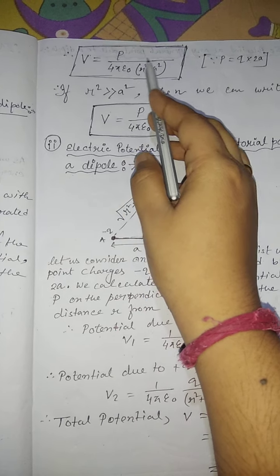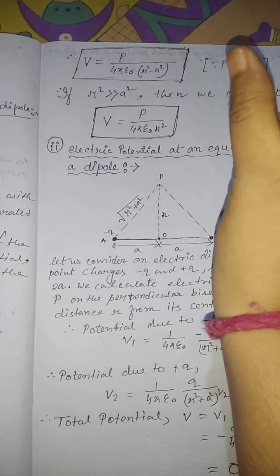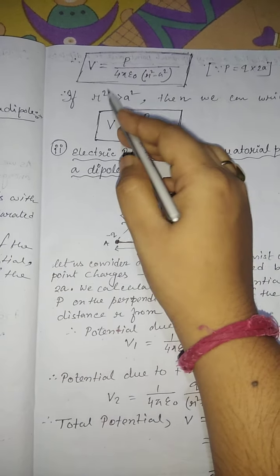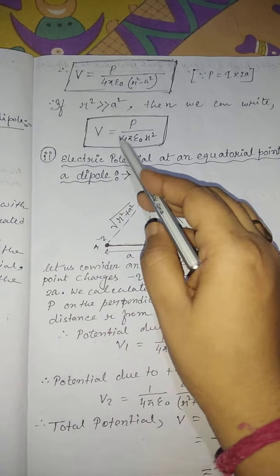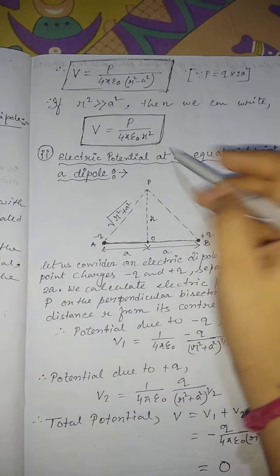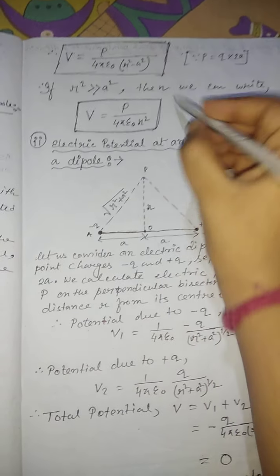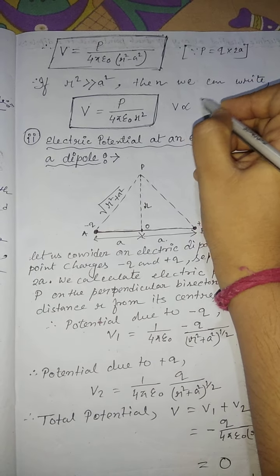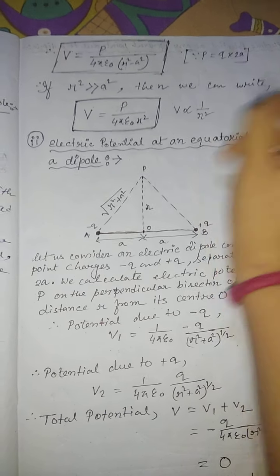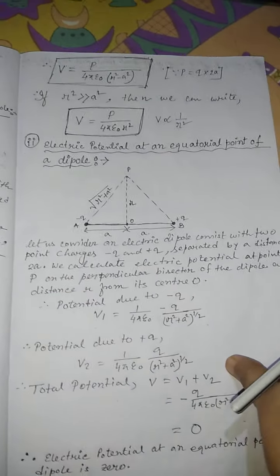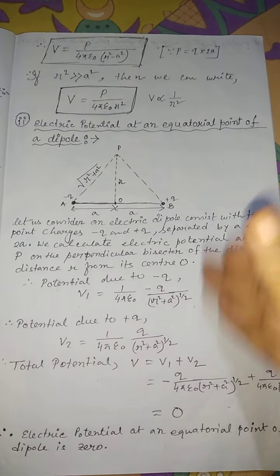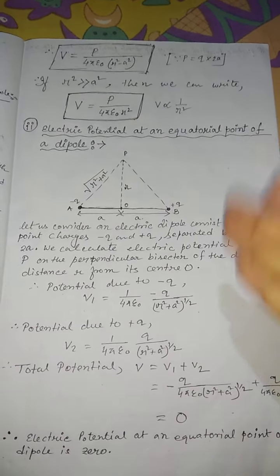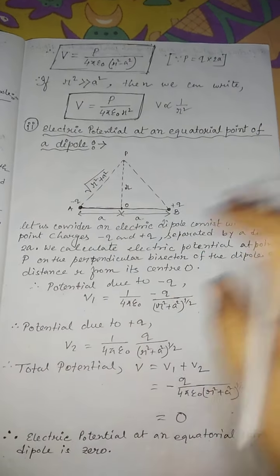Now the special case, for a very short dipole, that means r square is much greater than a square, then we can write V equals P by 4 pi epsilon naught r square. P is constant, 4 pi epsilon naught is constant, so we can write V proportional to 1 by r square. Okay. Now the electric potential at an equatorial point means on the perpendicular bisector of the electric dipole.